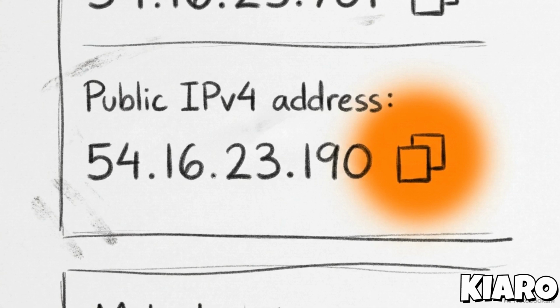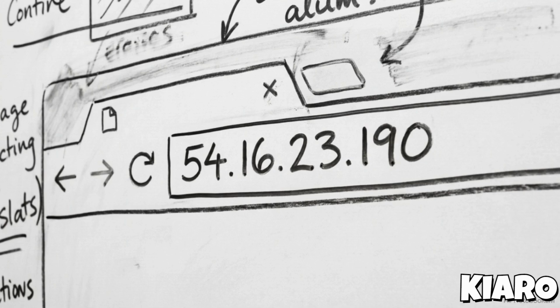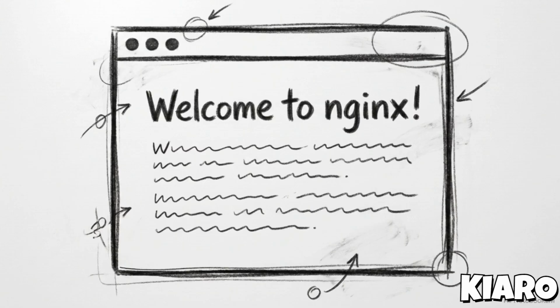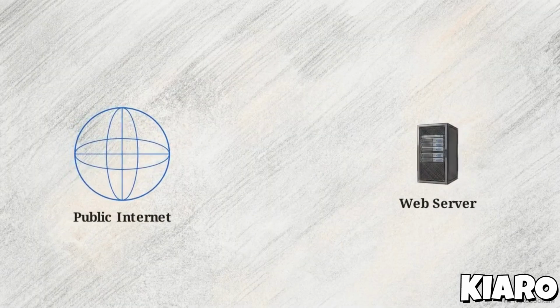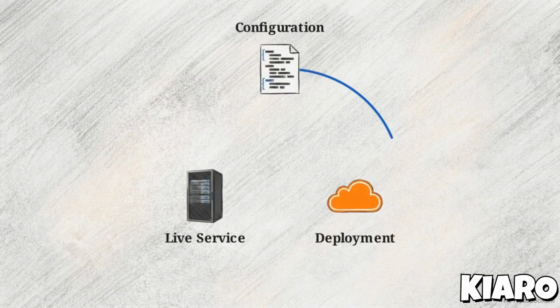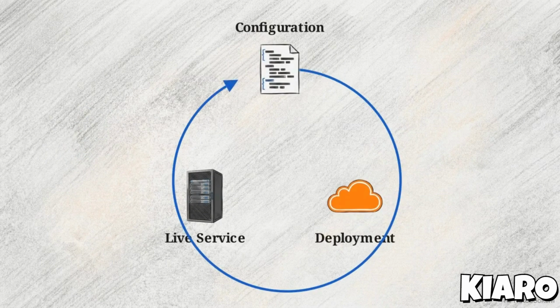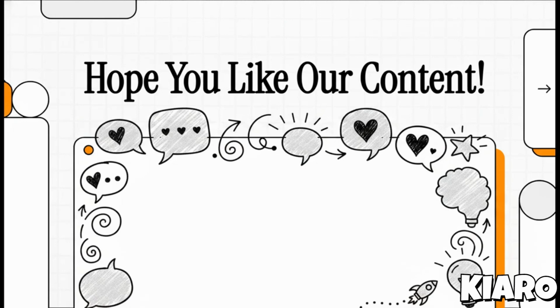Next, open a brand new empty web browser tab and paste that copied IP address directly into the URL bar. As you can see in this browser image, hitting enter loads the default Nginx web page. This confirms our configuration worked, proving the server is live and accepting public traffic. Completing this workflow establishes the practical routine you will use every time you need to deploy and configure a cloud server.